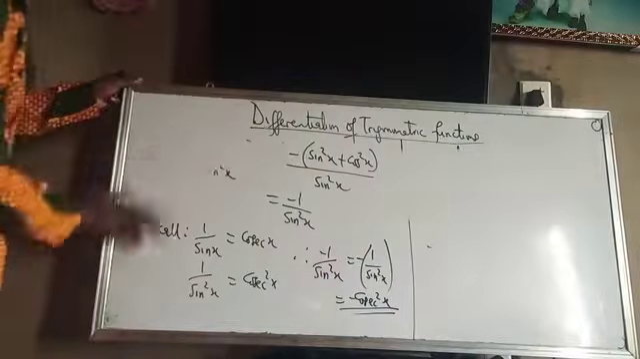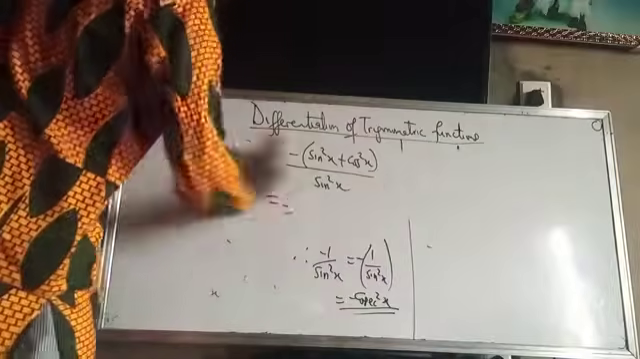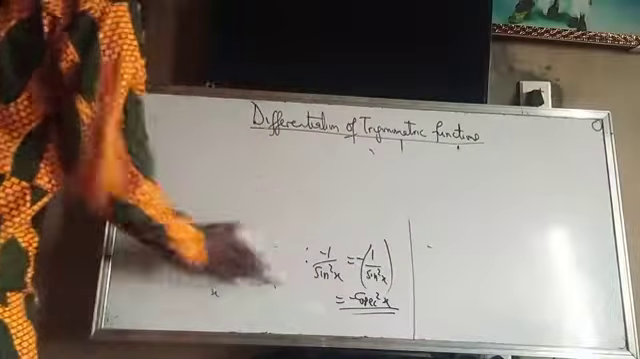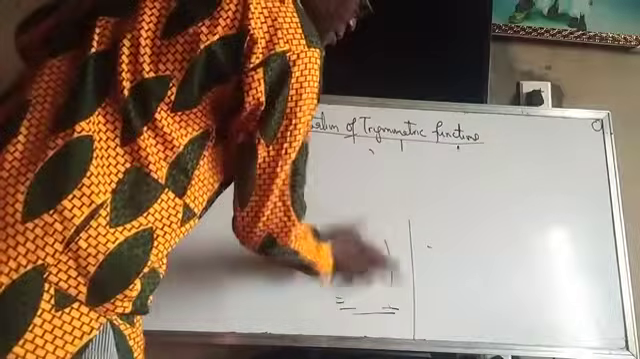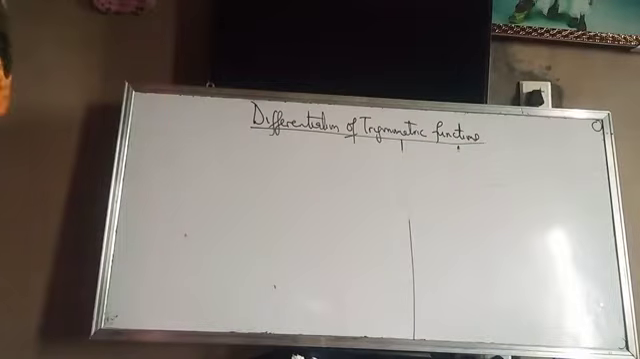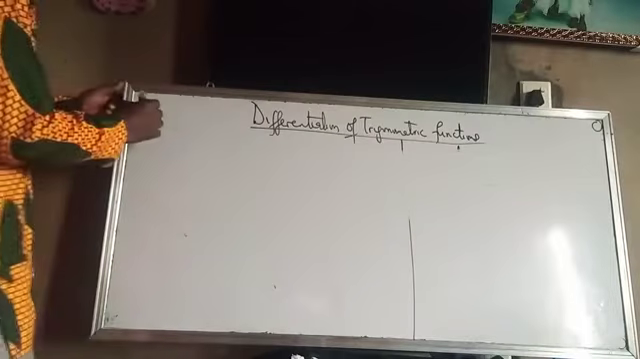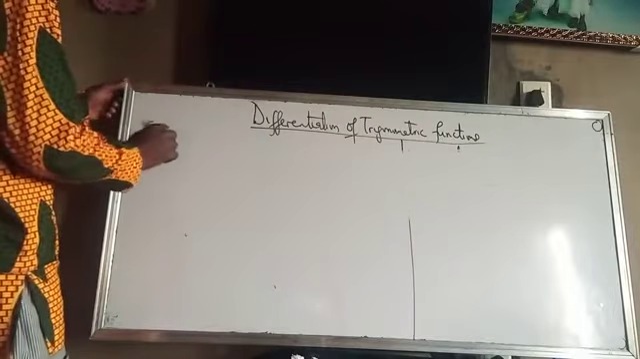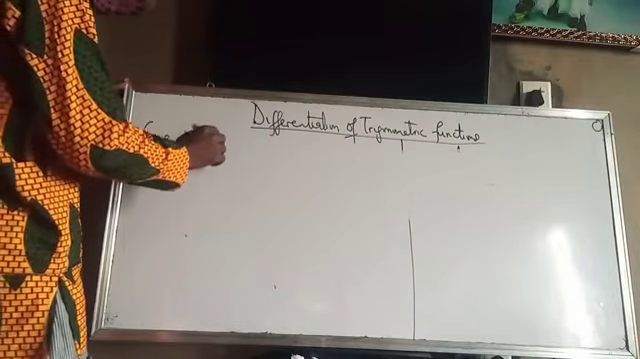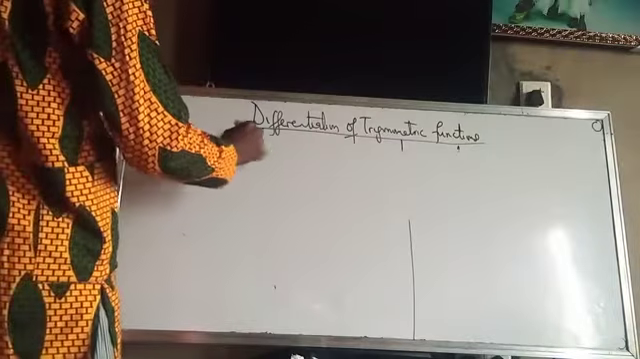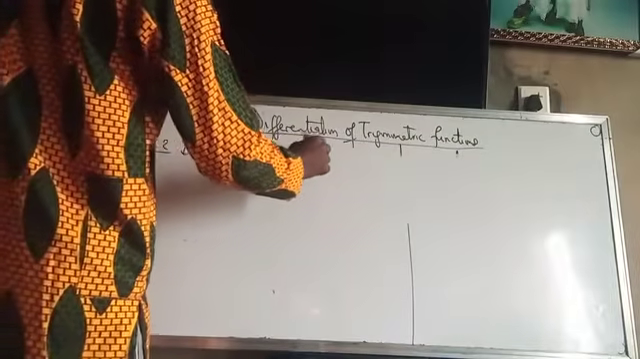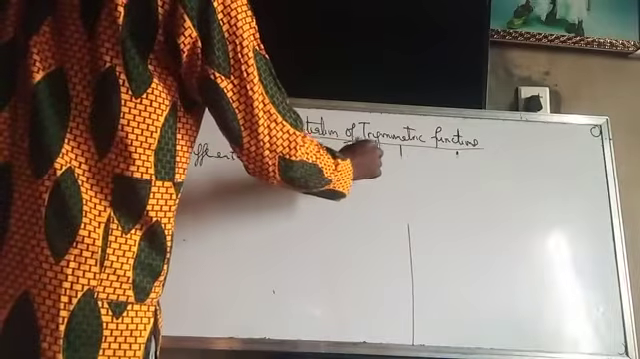So let's look at another trigonometric ratio that we can differentiate for the purpose of this class. Let's look at another example. Let's look at cosec x. Example 2. Differentiate with respect to x: y is equal to cosec x.